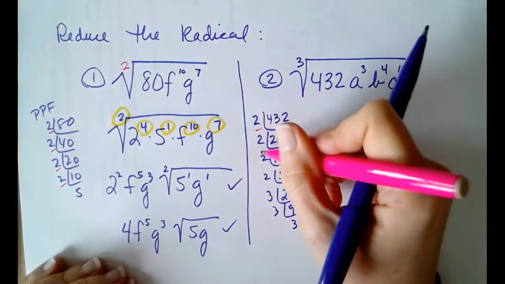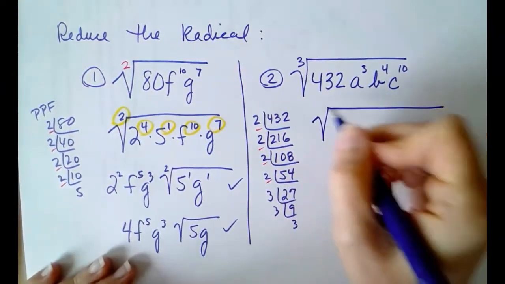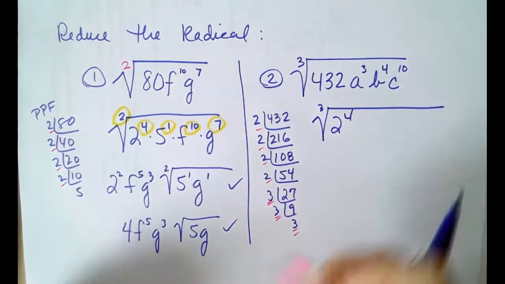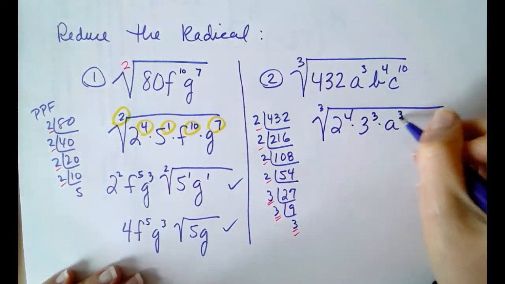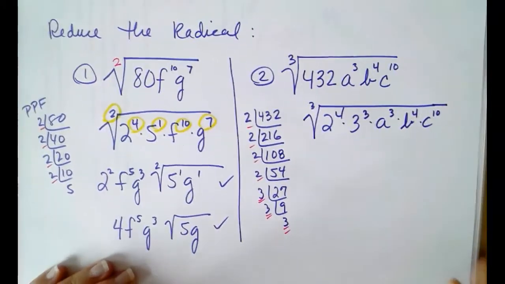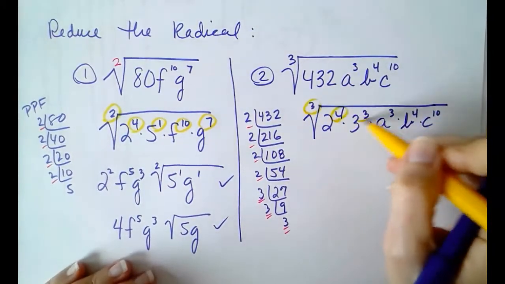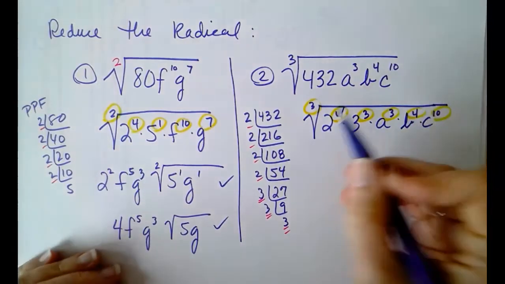So 1, 2, 3, 4. 4 powers of 2. 1, 2, 3. 3 powers of 3. 3 powers of A. 4 powers of B. And 10 powers of C. Once again, we're going to be comparing the index with all of the powers. The bases always stay the same.